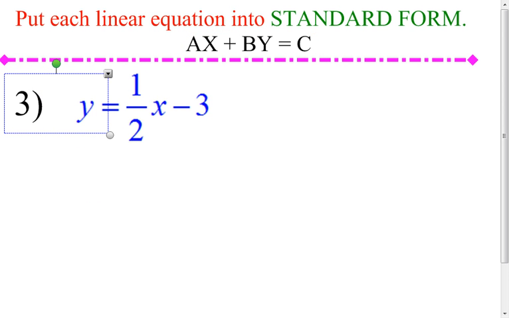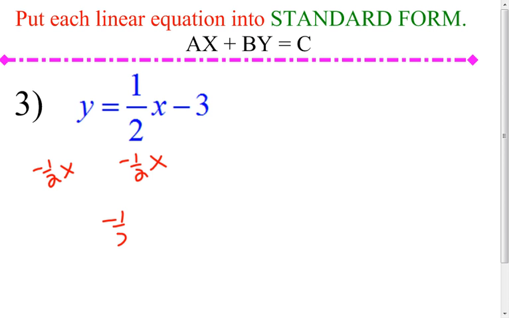All right, now as we look at this one, again, I know that it's linear because I have no more than 2 variables. I have no exponents, which is good. I have no variables in the denominator, and I have no variables that are multiplied together. So I know this is linear. In order to get it in standard form, I need my x's and my y's both on the left side. So I need to move this 1/2 x over to the other side by subtracting it. And then I have negative 1/2 x plus y equals negative 3 over here on the right.